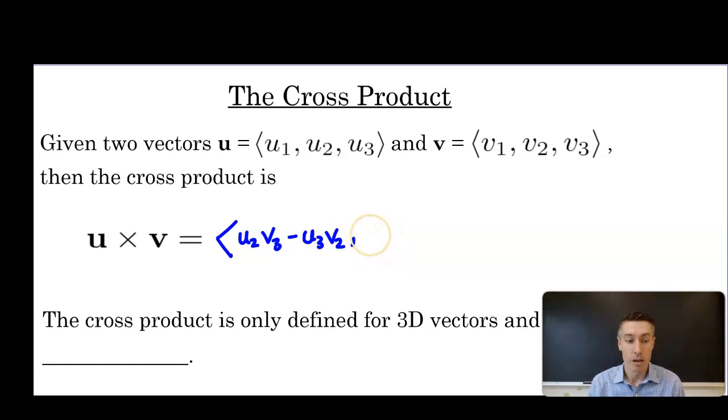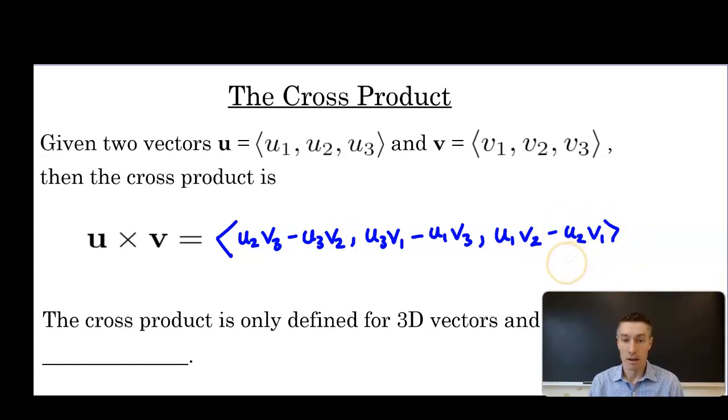The second component is going to be u3 v1 minus u1 v3. And the third component of the cross product is going to be u1 v2 minus u2 v1. Now, this is going to be a bit challenging to try to memorize, but don't worry, we're going to have a better way to organize the cross product and actually do out the computation. But by definition, this is the cross product.